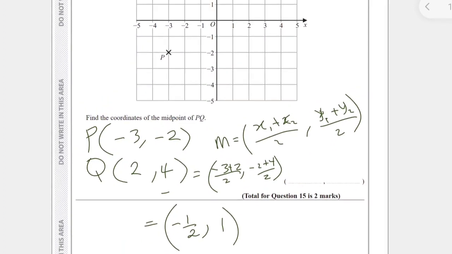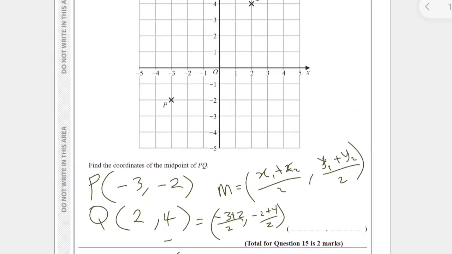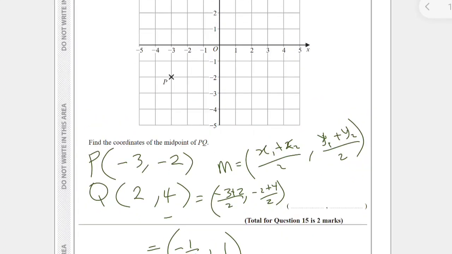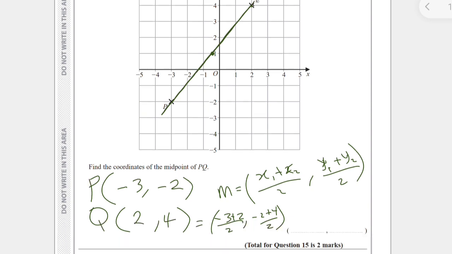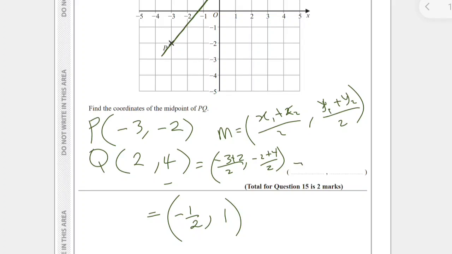So if I locate that, x is -half and y is 1. That is going to be somewhere around here. If I pick my ruler and draw a straight line, it must pass through the point. Can you see that? So that is it. The answer is (-half, 1).